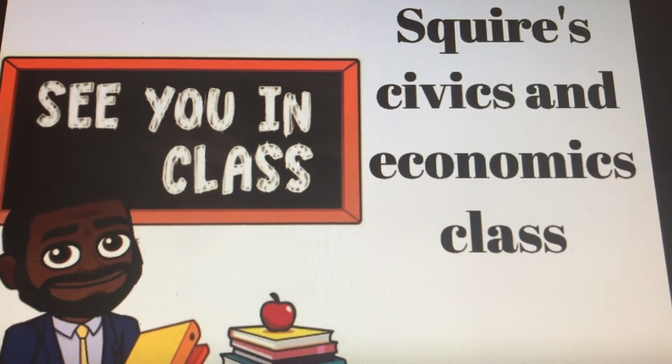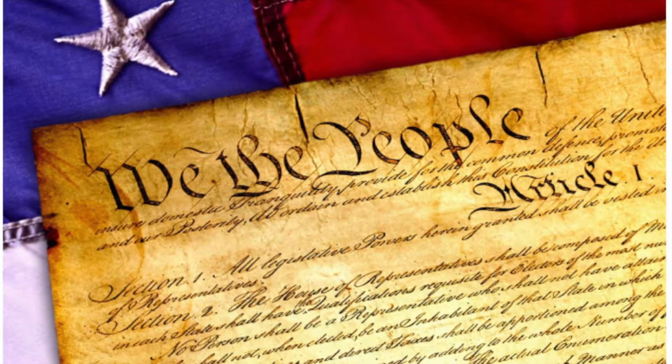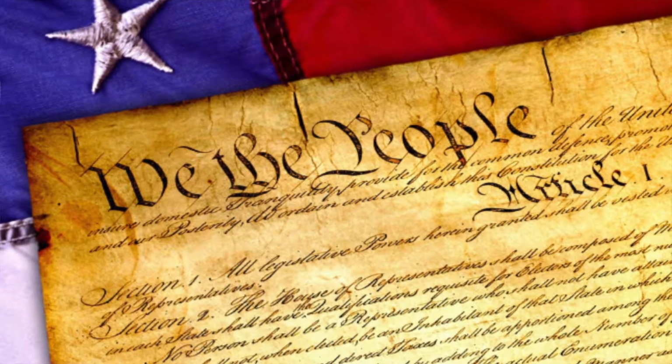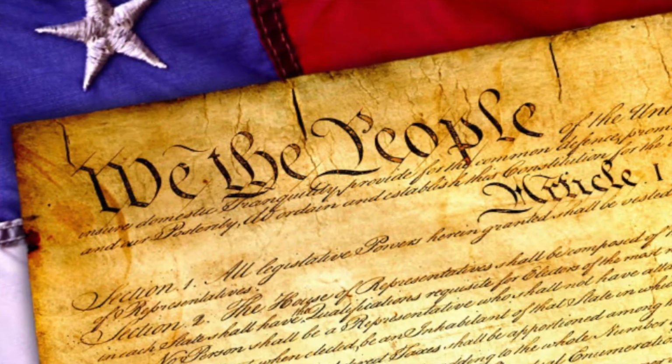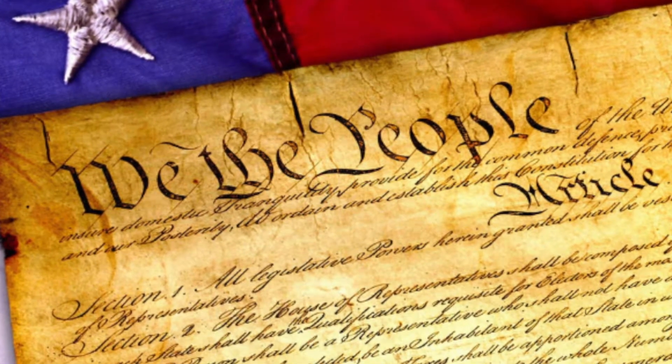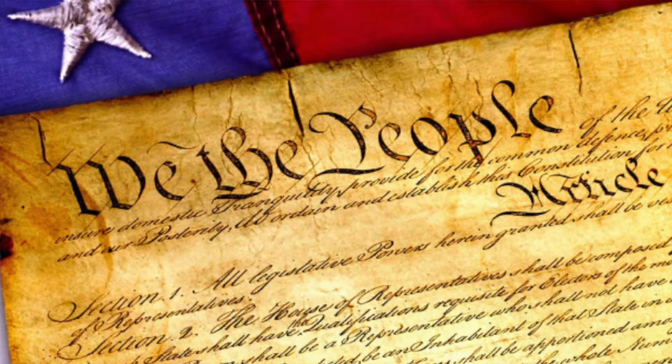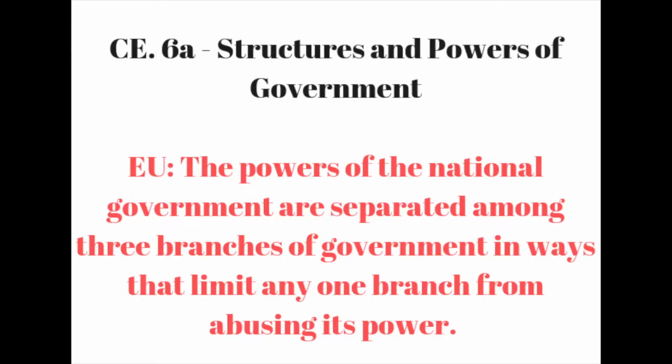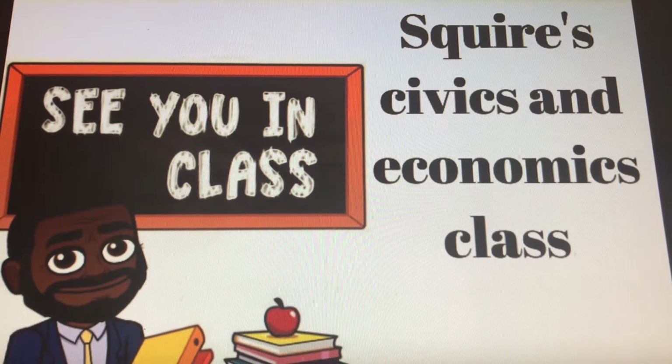What does this mean, Mr. Squire? Pretty much what this means is that the document, which is the Constitution of the United States, gives us a clear explanation of how the national government is set up, as well as what the powers or the things are that the national government can do. Next essential understanding relating with CE6A is the powers held by government are divided between the national government in Washington, D.C., and the governments of the 50 states. Okay?